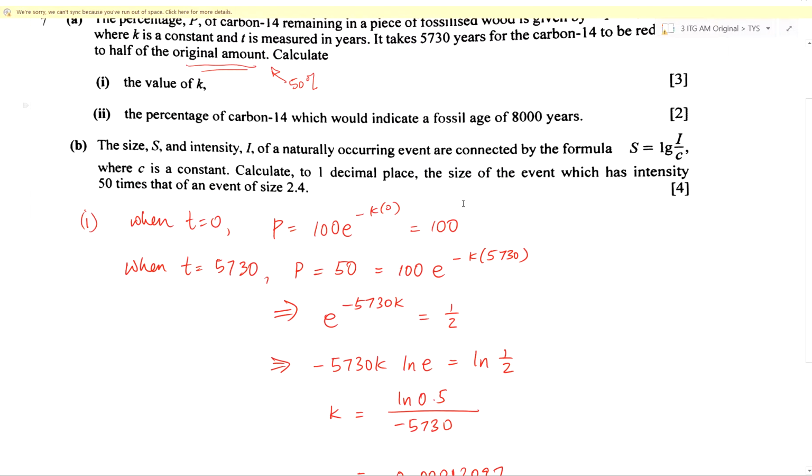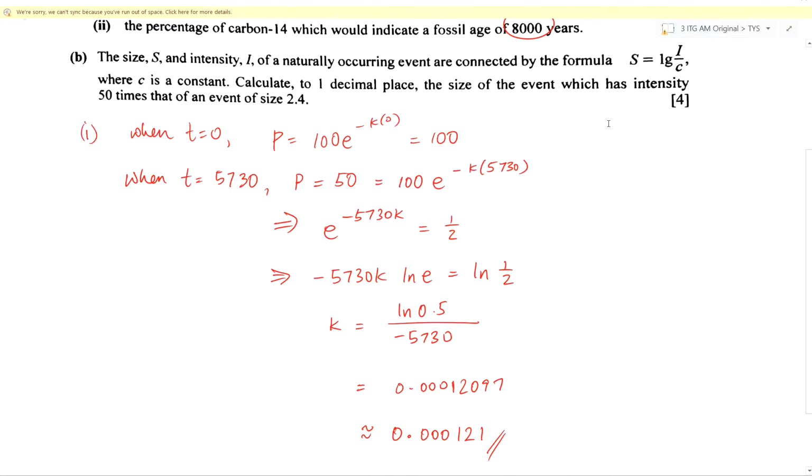Now they want the percentage of carbon-14, in other words, they want the value of P, which would indicate a fossil age of 8,000, meaning that t equals 8,000. Find out the corresponding value of P, given that we have already found k over here. And of course, this is the most exact value that we can use instead of 0.000121 or 0.00012097.